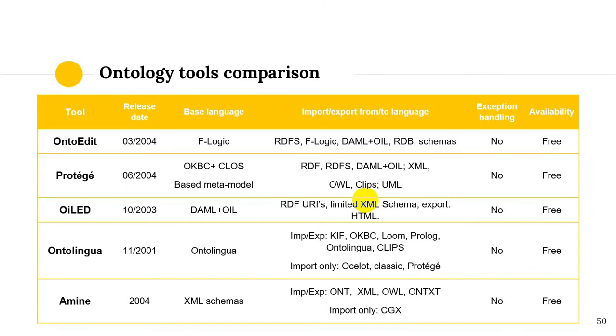The following table summarizes a comparison of the most famous tools. Here we will single out Protege and AMIN because we are going to see some examples with them. They were both released in 2004. They are free and they can import or export to many formats, and quite the same ones.